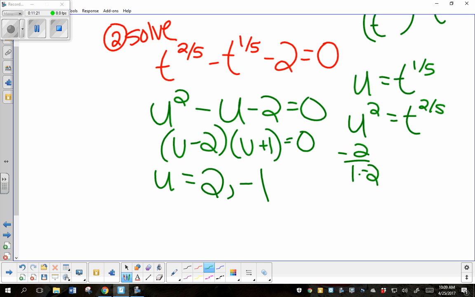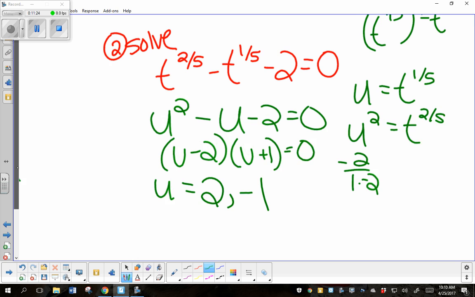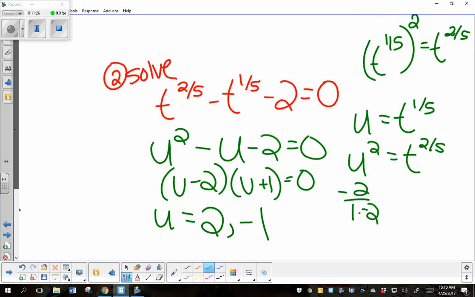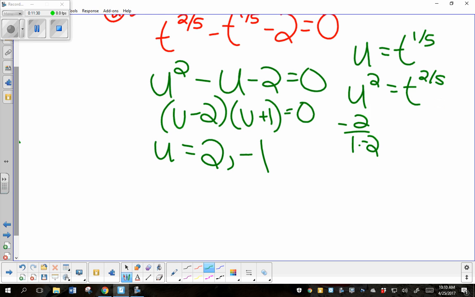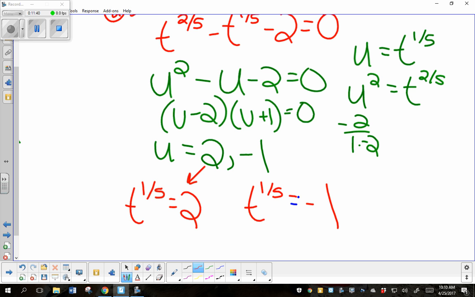Alright, so, is this what I wanted to find, u? No, I wanted to find t, and u is t to the 1/5. So instead of u now, I'm going to write t to the 1/5 equals 2, and t to the 1/5 equals -1. Yeah, that is weird.